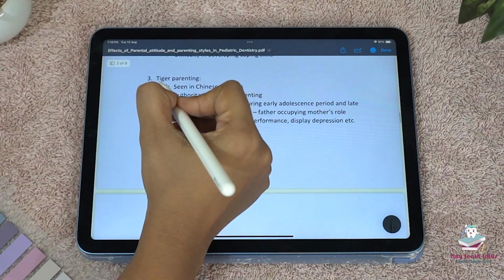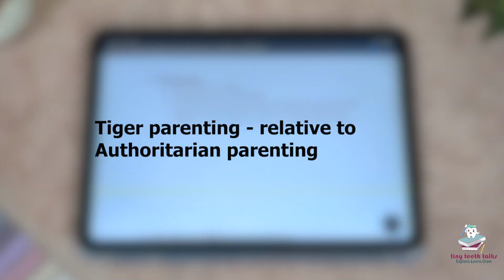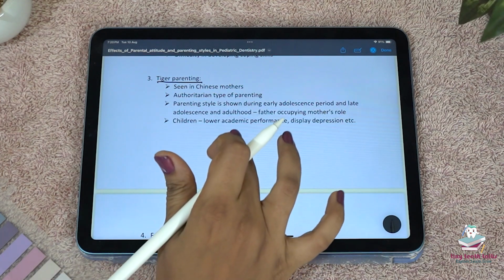coping skills. Tiger parenting. This is basically seen in Chinese mothers, and after the child becomes an adult, it transfers to the father. So it is an authoritarian type of parenting, and the parenting style is shown during early adolescence, late adolescence, and adulthood, with the father occupying the mother's role. Children show low academic performance and display depression.